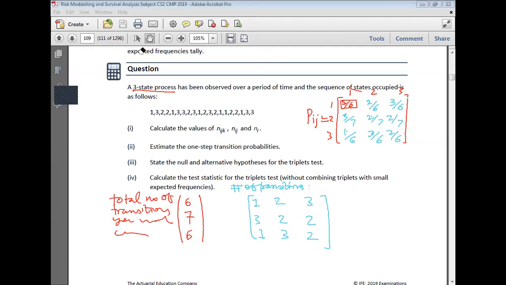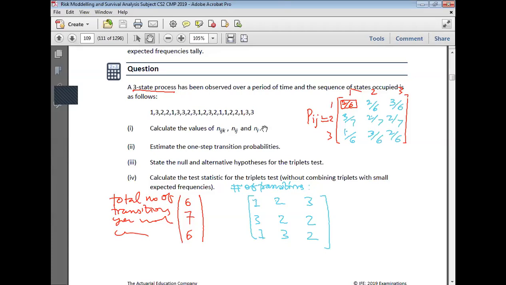If we feel great, we feel so proud of ourselves. We were just given this process and we figured out the transition matrix. Okay, so now what they're saying is a 3-state process has been observed. What we have to calculate is the values of Nijk, Nij, and Ni.